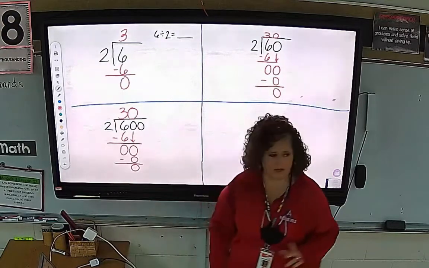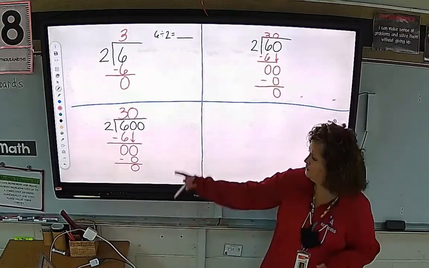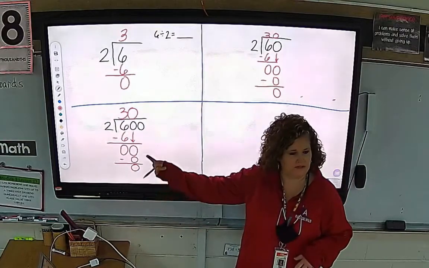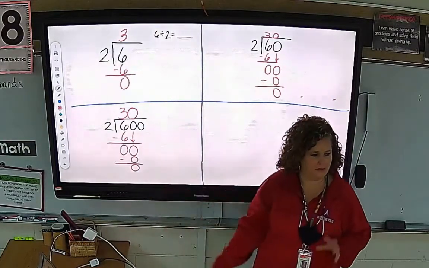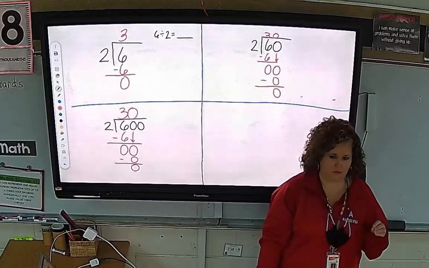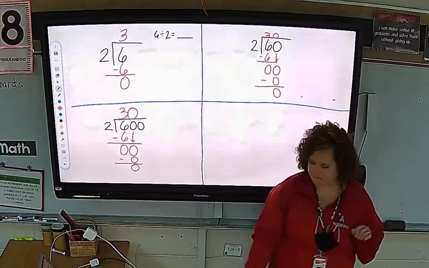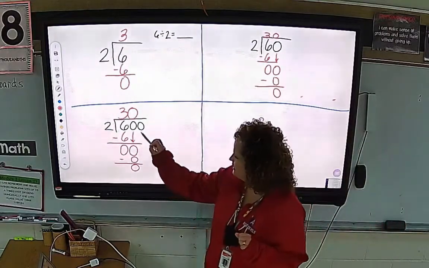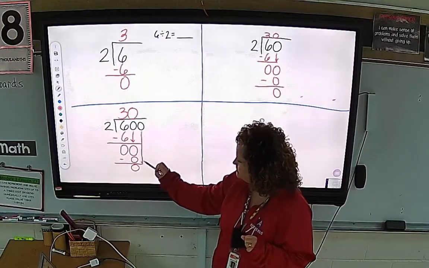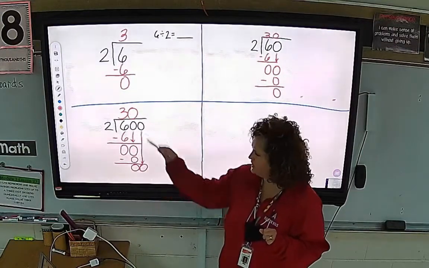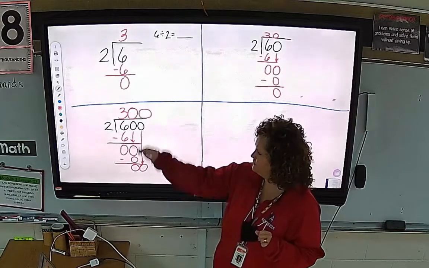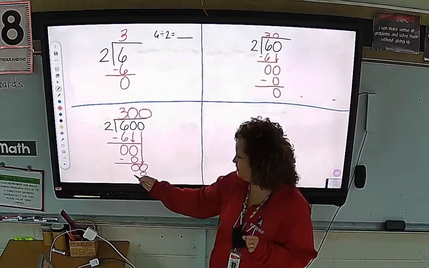Now, if you weren't here yesterday, we said this might feel kind of unnecessary, but it really is necessary to make sure you have the right number of zeros and whatnot in your answer. We're still not done. We've got to bring this down. How many 2's can we get out of 0? 0. 2 times 0 is 0.